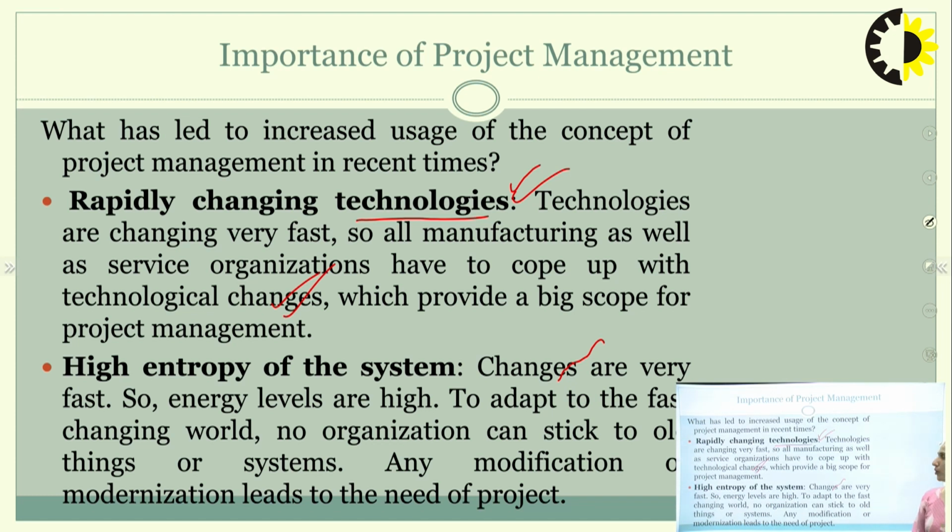Second is high entropy of the system. Changes are very fast, so energy levels are again very, very high. To adapt to the fast changing world, no organization can stick to the older systems. So any modification or modernization leads to the need of a project. Of course, it is very simple to understand. As and when the technology changes, we need to adapt, we need to manage, we need to make a project according to the changing needs, according to the change in the type of technology, according to the features which are presently required.